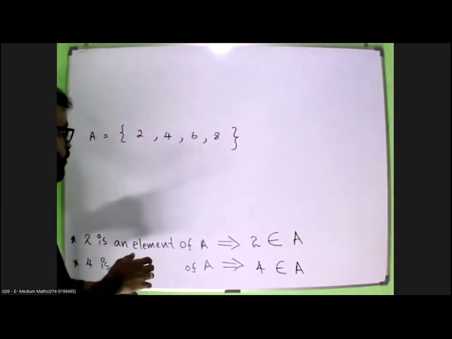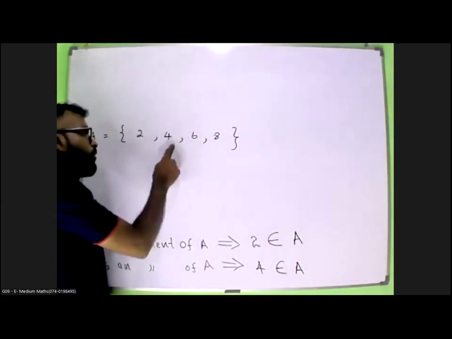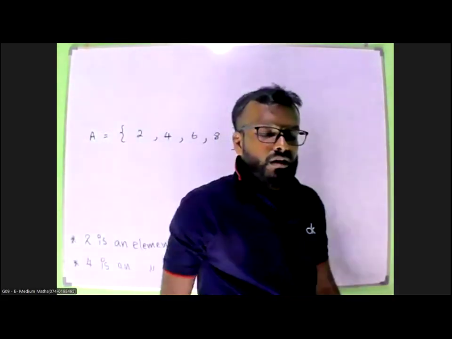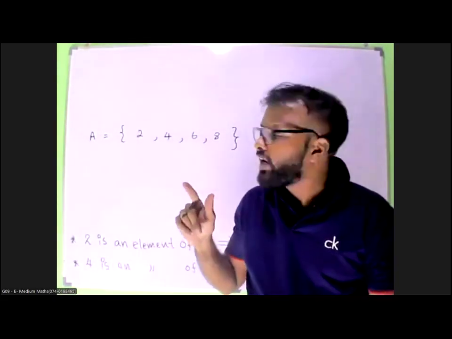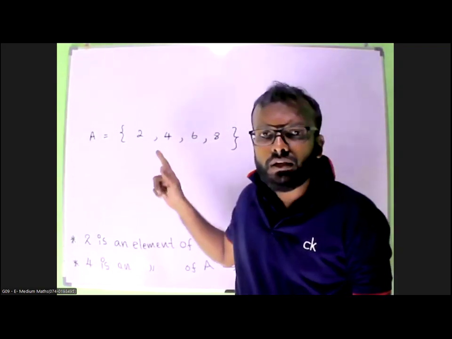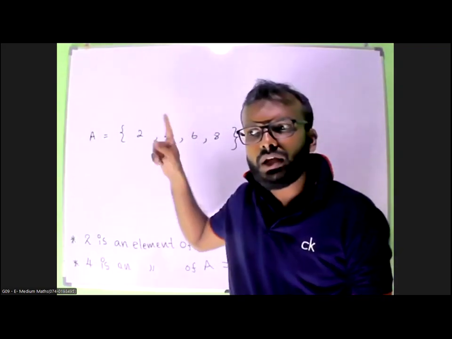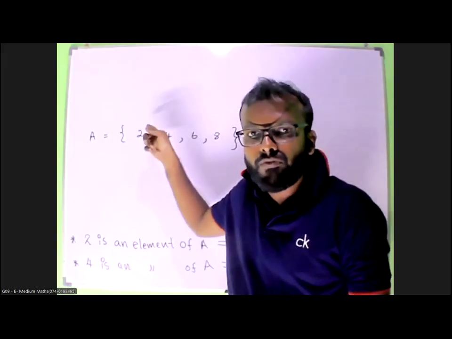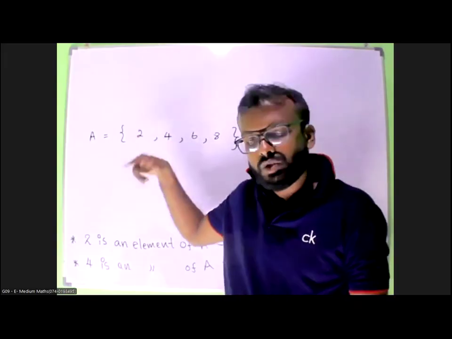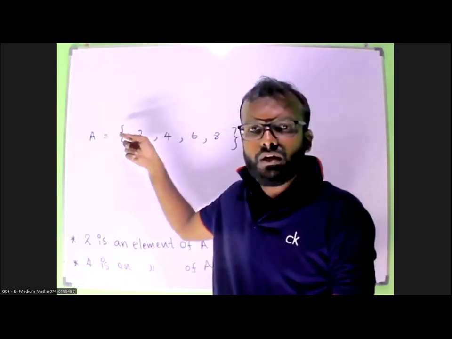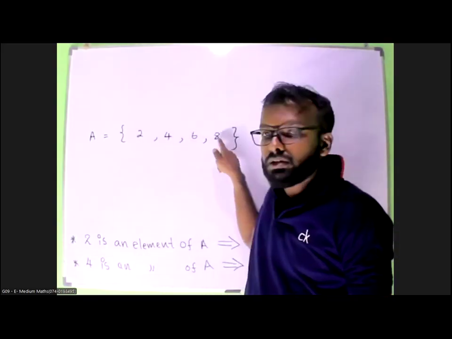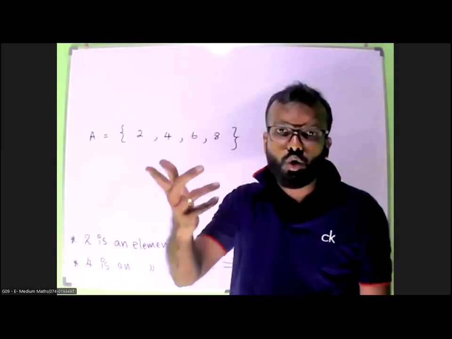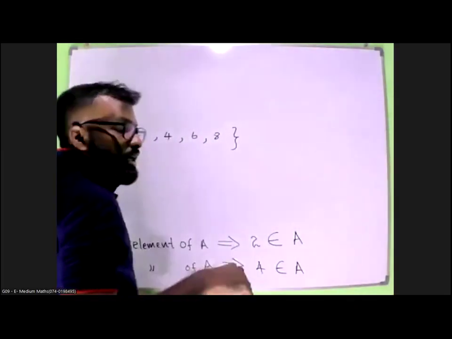Now, 2, 4, 6, 8. Can anyone say 20? 20 is an element of A. Is 20 an element of A? Is 30 an element of A? No, no. So we write it in a mathematical form.